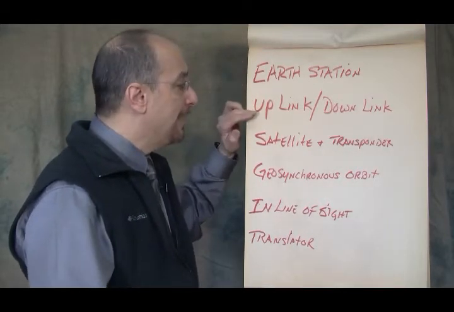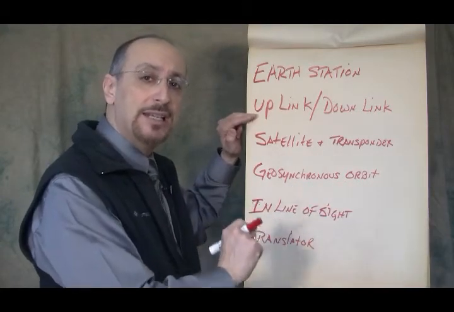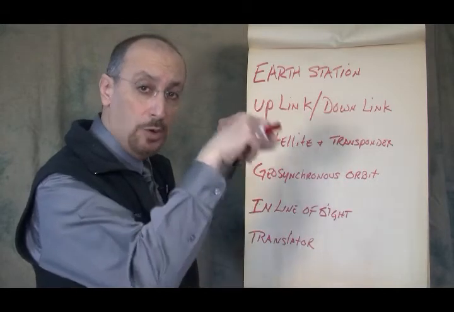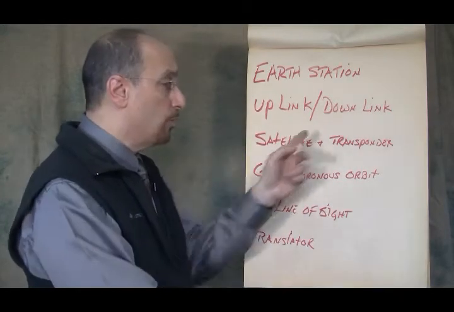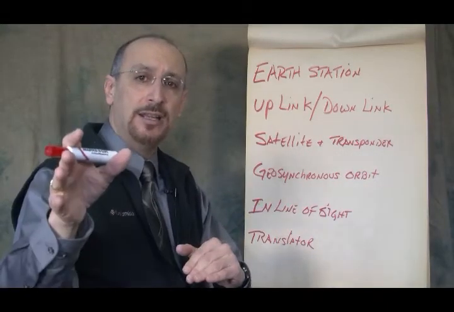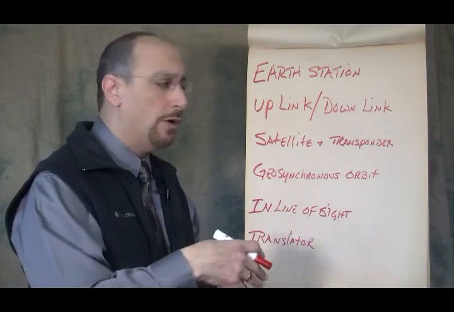The next thing is an uplink and downlink. An uplink is where the signal is beamed to the satellite. It could also come from the satellite and go back down to Earth, which is called the downlink. Those are huge towers that transmit the signal and then receive the signal. And I have a diagram I'll show you as we move along.